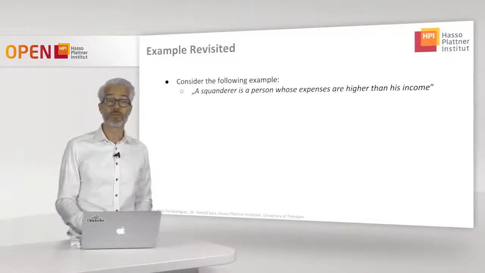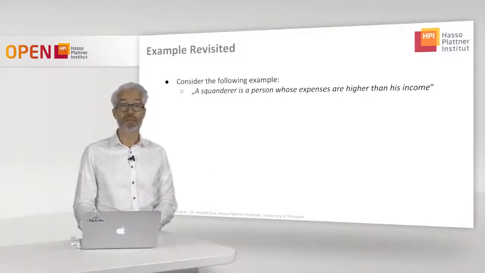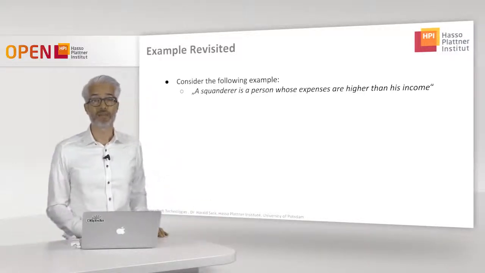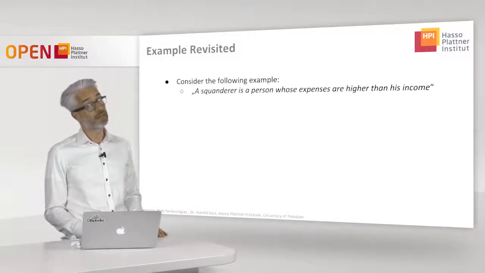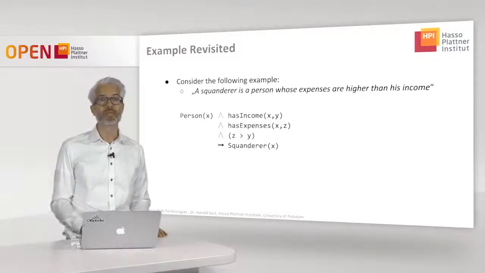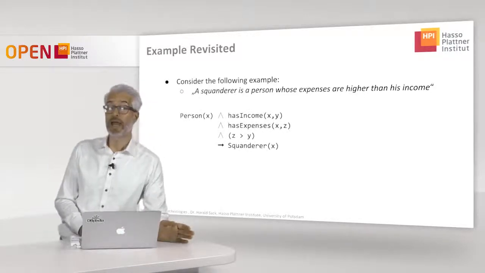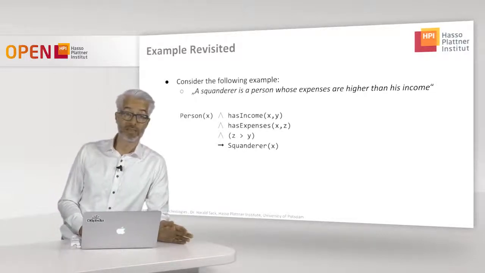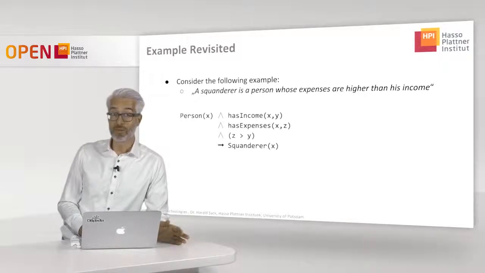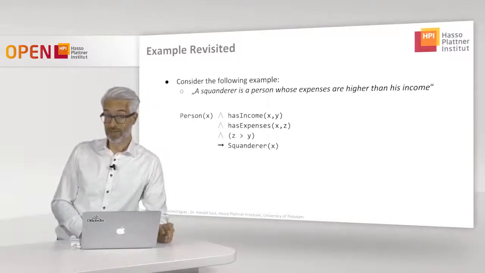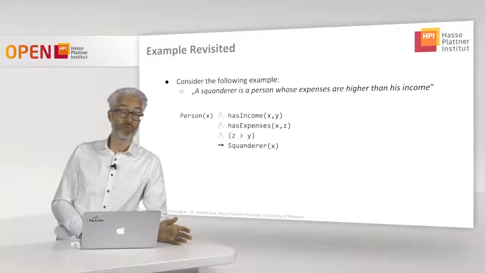So let's go to our example that we had in the first place. Consider the following example. A squanderer is a person whose expenses are higher than his income. Now, are we able to express this with a rule? Yes, we are. Just look at the following. We say X is a person, and X has the income Y. And X has the expenses Z. And then we say Z should be greater than Y. And if all these conditions hold, then X is a squanderer.